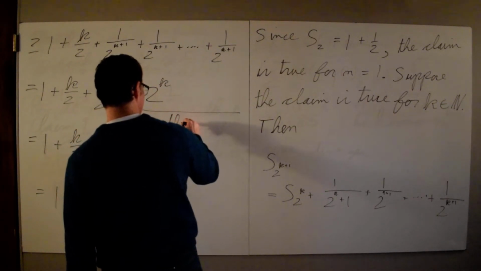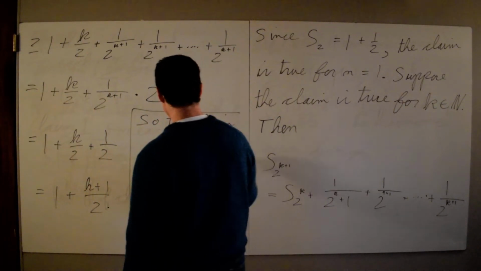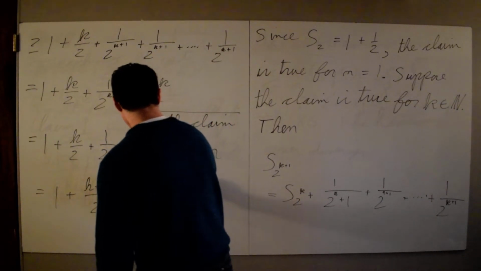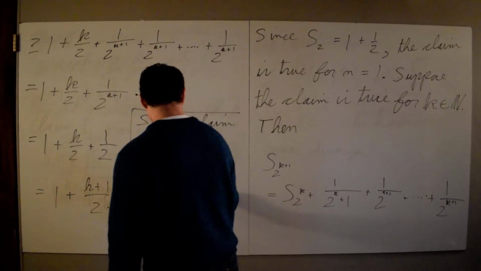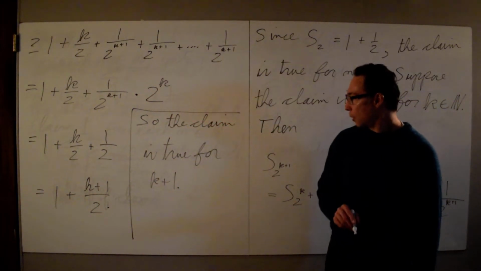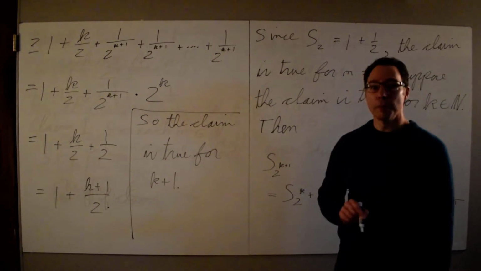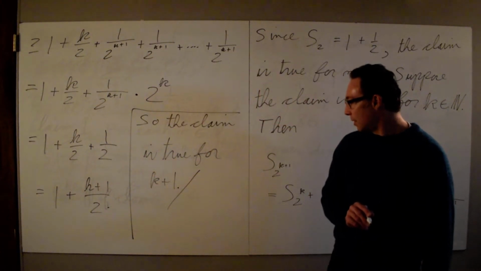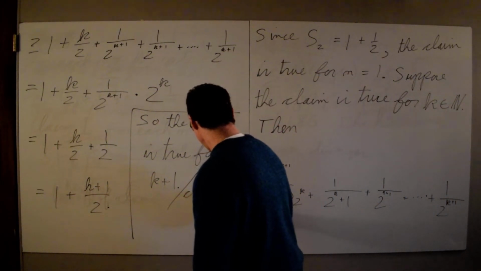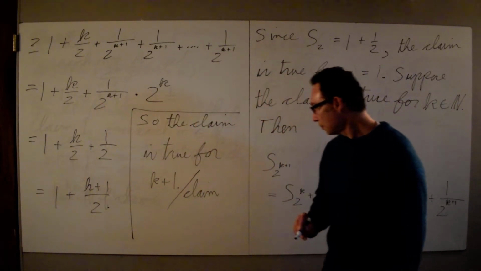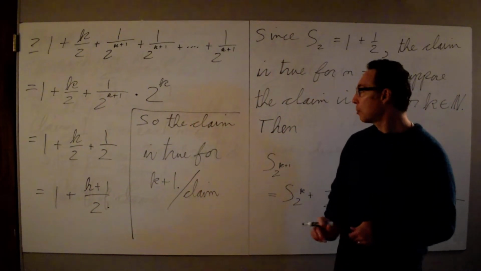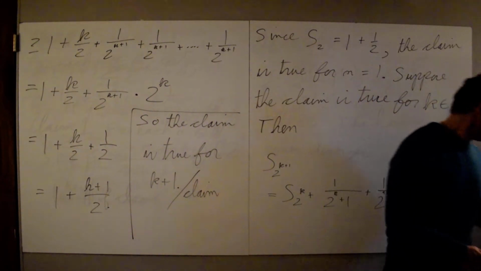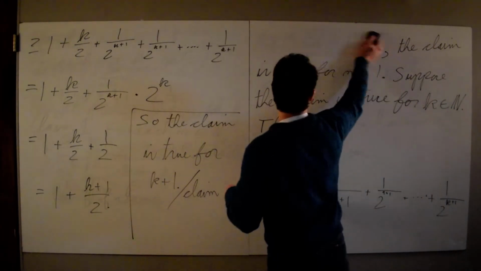So the claim is true for k plus 1. Therefore, the claim is proved by the principle of mathematical induction. I'm not going to spend recording time writing that, but this is the end of the proof of our claim. The claim is now proved by the principle of mathematical induction. The theorem is not yet proved, but the hard part of it is.